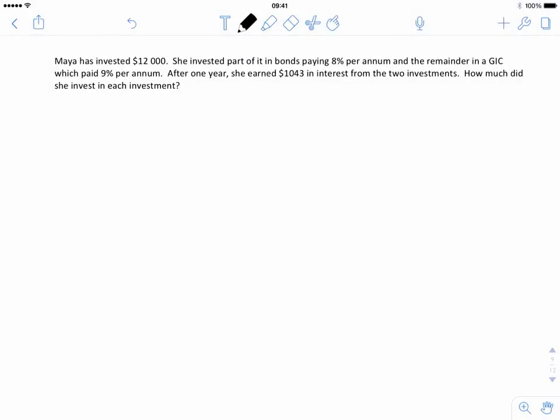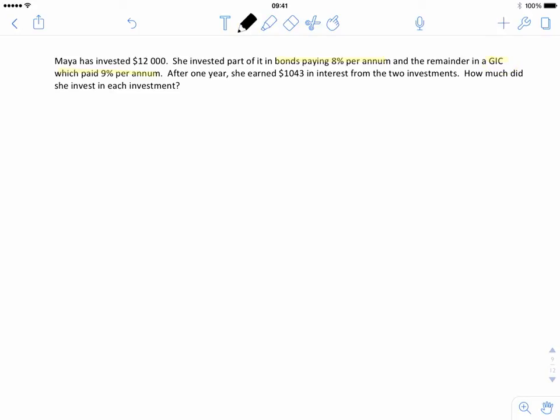This word problem here has Maya investing $12,000 and she's not going to invest it all into one thing. Part of it she's going to invest in a savings bond that pays 8% per annum, in other words, per year. And the rest of it she's going to put in a GIC, which pays 9% per annum. GIC standing for Guaranteed Investment Certificate.